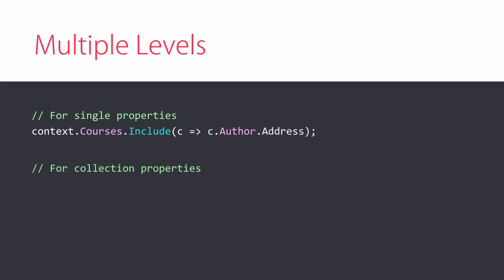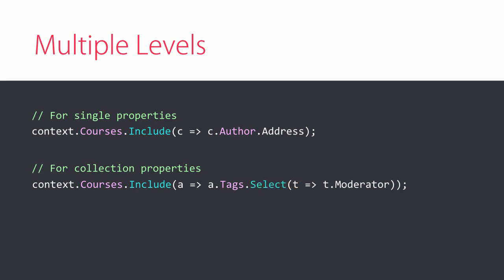Now here is another example. Imagine we want to load all courses and their tags. So we start with context.courses, and here we use the include method to load the tags. But let's imagine each tag also has a moderator. So we want to eager load that too. Now the tricky part here is the tags property is a collection. So we cannot type tags.moderator because the tags collection doesn't have the moderator property. In this case, we need to use the select method to get access to a tag object. And then we reference the moderator property using a lambda expression.